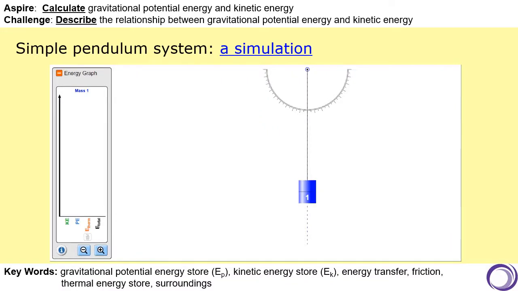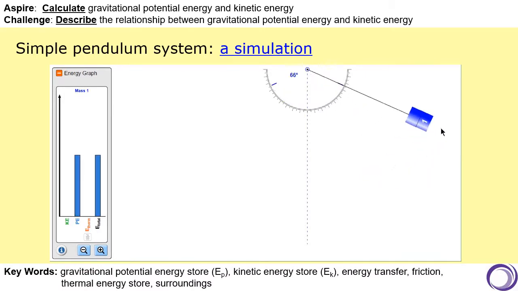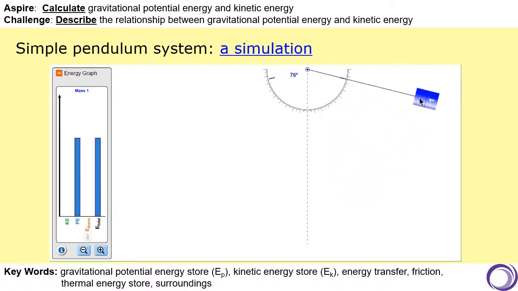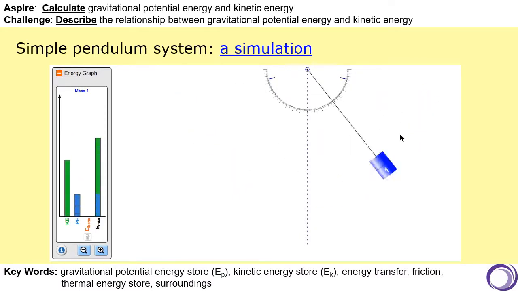So here is a simulation of a pendulum. And I'm going to start it going by lifting the pendulum up to one side. And you can see on the left-hand side, you've got some graphs there. And PE is the potential energy, so gravitational potential energy. And you can see that when I've lifted my pendulum up, that has increased the gravitational potential energy of my pendulum. So then I let it go, and my pendulum is swinging backwards and forwards.